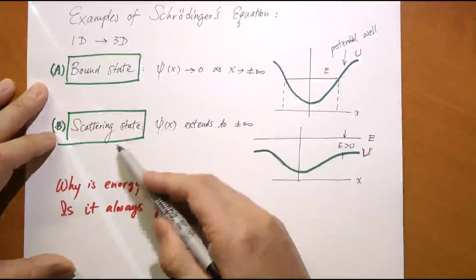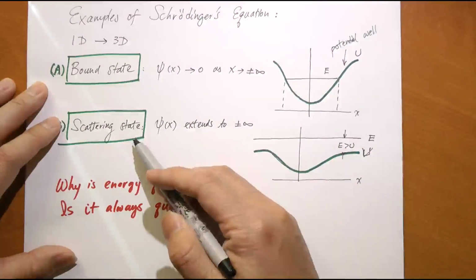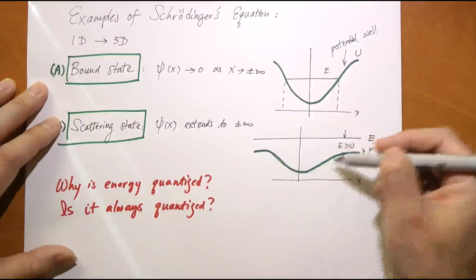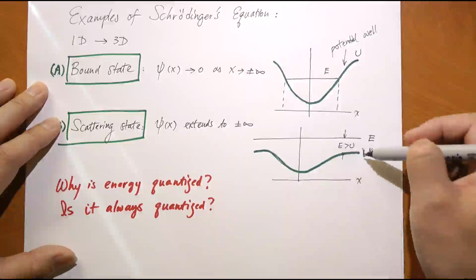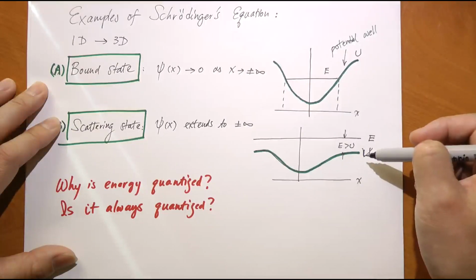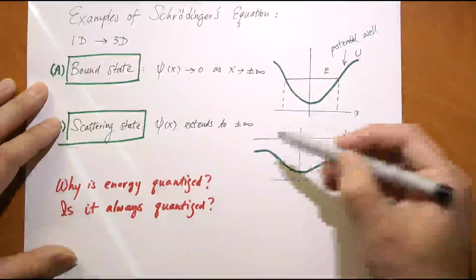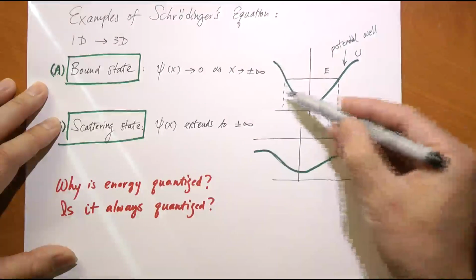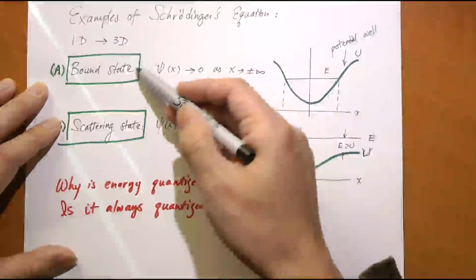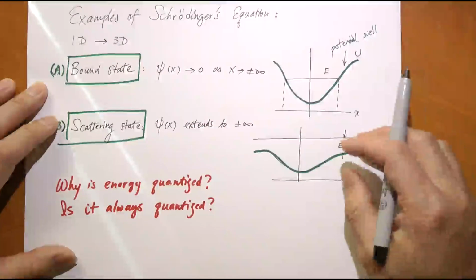The second case is called a scattering state, and that is when the potential is lower than the energy of the system, even at x equal to positive and negative infinity. So the particle is able to go to positive and negative infinity. You cannot trap this particle in a finite region in space. It is not a bound state. We call it a scattering state.